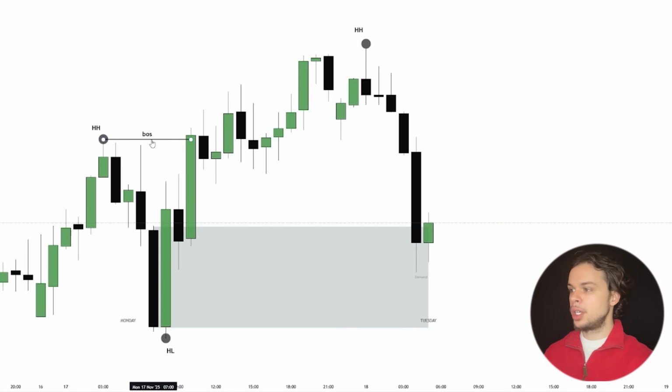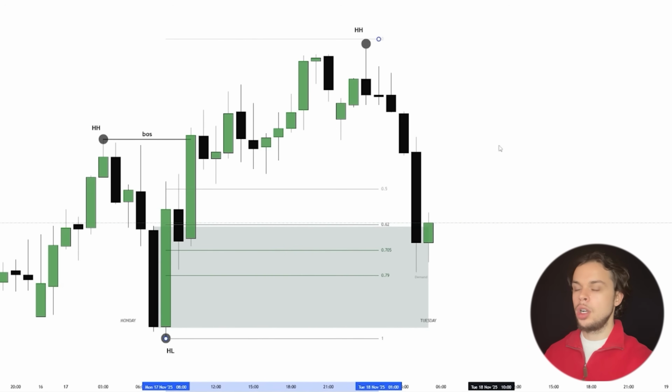So I've now marked up the break of structure, which will now allow me to mark up my current trading range, which would be from this higher low to this higher high. Because one key note with market structure is this higher low was not confirmed a higher low until we invalidated this previous higher high and formed this higher high.